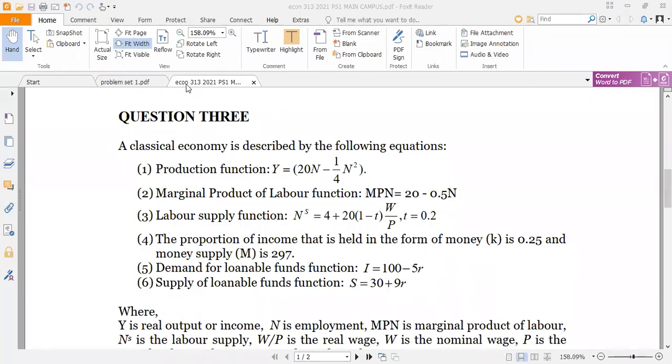Right, so these are the equations that describe a certain economy. We've been given the production function, which is a function of labor, and the marginal product of labor too has been given. And then we have our labor supply function, which is a function of the real wage and the marginal tax rate. We've been given the money supply, the demand for loanable funds, which is the investment function, and the supply of loanable funds, which is the savings function. So we have to use this information to answer the questions that follow.